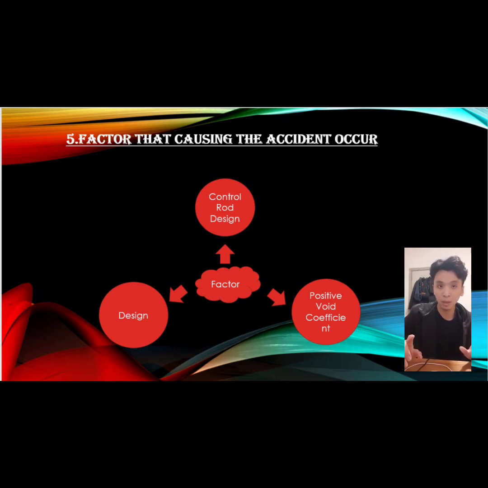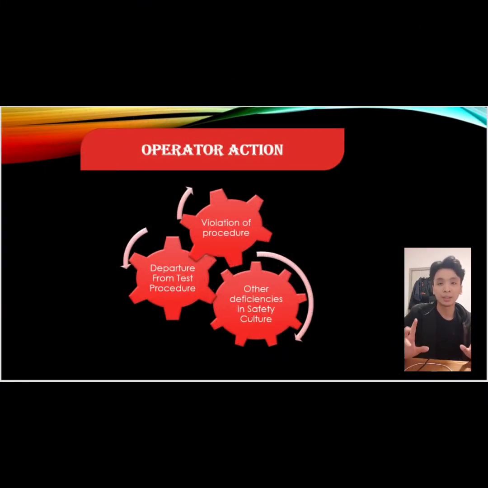neutrons. Of the control rods, 163 from the top of the reactor are inserted and are made of graphite. The rods were found to be 1.3 meters shorter than stipulated, which is inappropriate. Next, we have operator actions, which include violation of procedures, then departure from the test procedures, and lastly, poor safety culture.